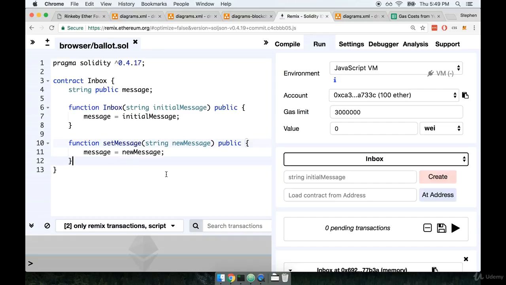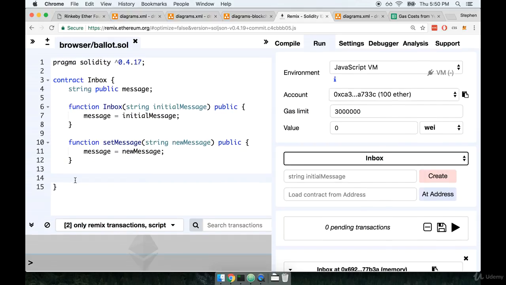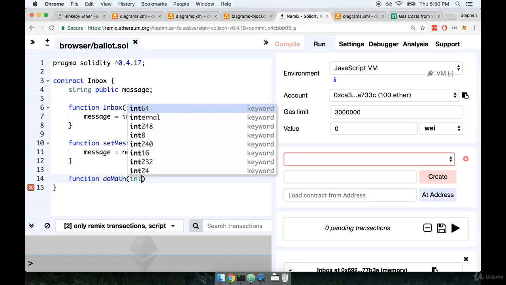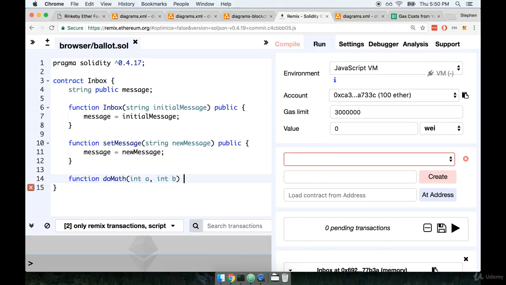Before we do, I want to write an imaginary function into our contract right here, and we're going to review the function in terms of the amount of gas or cost that it would take to run. So at the bottom of my contract, I'm going to add a new function called doMath. I'm going to call doMath with two integers, maybe an integer a and integer b. Remember that integers are simple numbers. An integer is going to be named a, and another one is going to be named b.